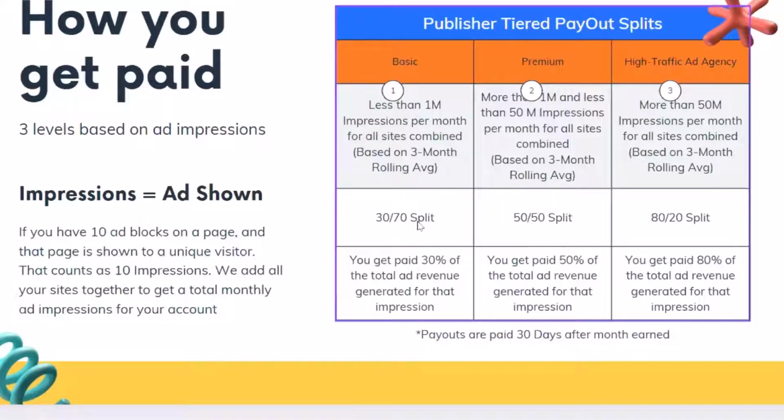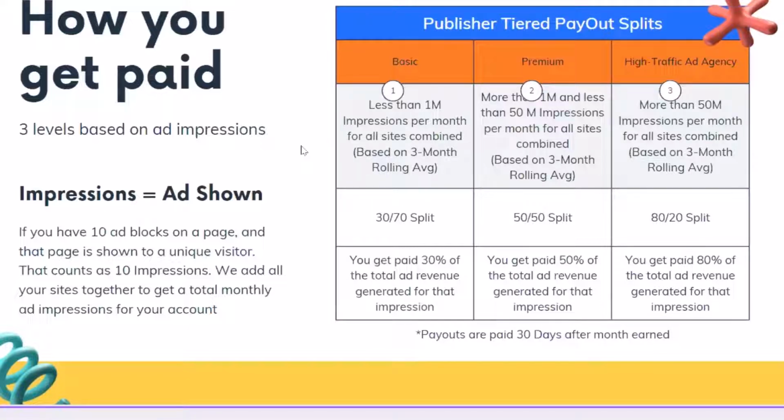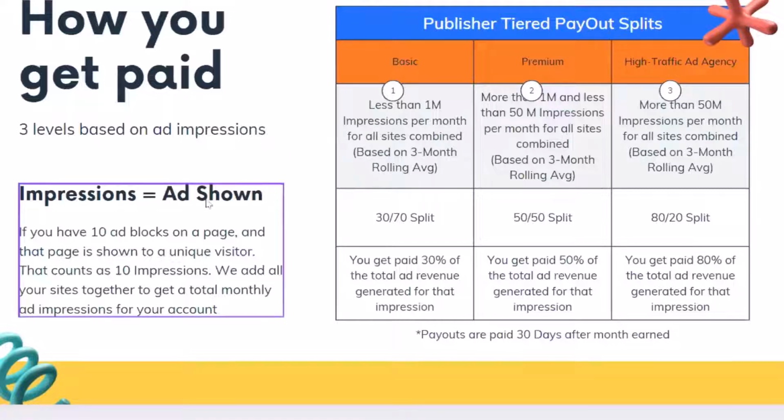Okay. Bear with me. I'm going to try to go through. I know this is a little on the techie side. We are going to be counting impressions. Okay. Impressions mean an ad is shown. If you have 10 ad blocks on a page and your visitor arrives on that page, that means if we got advertisers coming there, and let's assume that you have 10 ads that pop up on that one page, that would count as 10 impressions. We add all your sites together to get a total monthly ad impression for your count. So that's how we're tracking how popular your sites are.